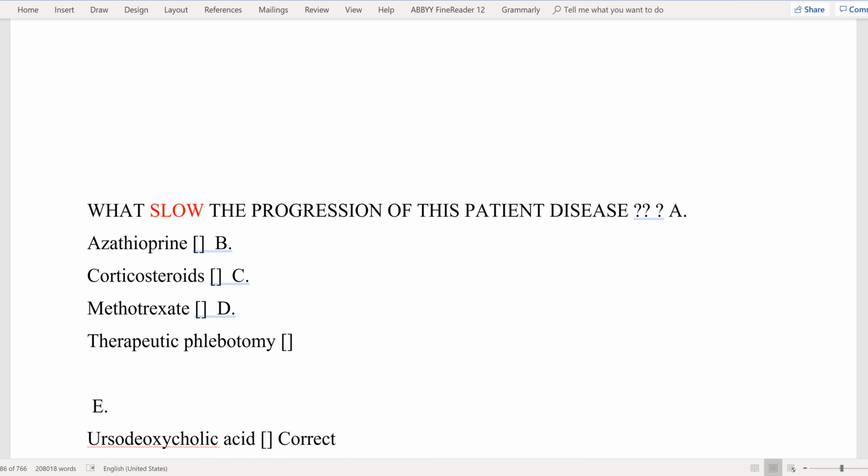Azathioprine and methotrexate are for rheumatoid arthritis, which is autoimmune arthritis. Okay. So this primary biliary cholangitis, even if it's autoimmune, doesn't respond to methotrexate for some reason. Phlebotomy is for hemochromatosis. Okay. So the best thing here is ursodeoxycholic acid, it will slow the progression, and liver transplantation. Okay, so just remember steroid for autoimmune hepatitis. Okay, and ursodeoxycholic acid for primary biliary cholangitis. Period.